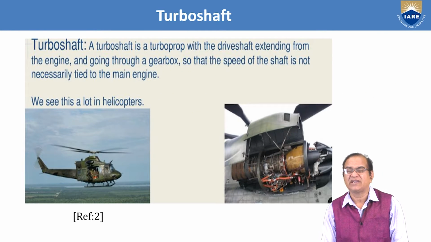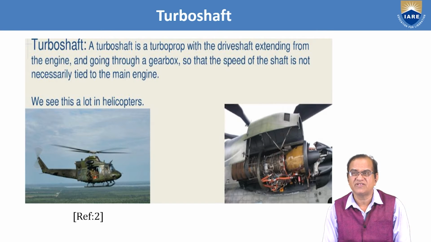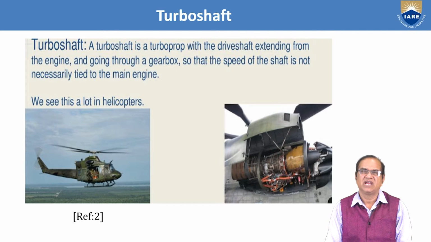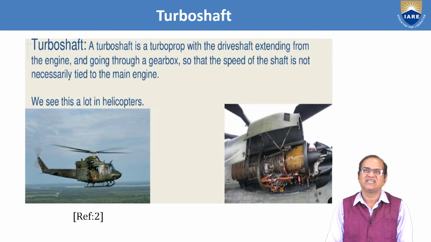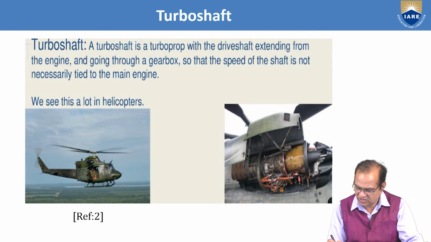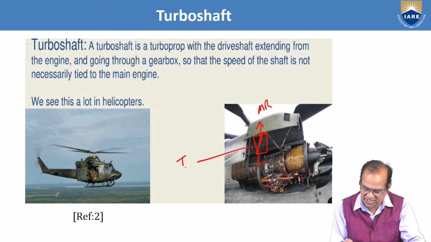Next, a very important type of engine is the turboshaft. This turboshaft engine is mostly used on helicopters. A turboshaft is a turboprop with the drive shaft extending from the engine and going through a gearbox, so that the speed of the shaft is not necessarily tied to the main engine. We see this a lot in helicopters. So in this turboshaft, this shaft is driving a gearbox. From the gearbox, one goes to the main rotor, and another goes to the tail rotor.